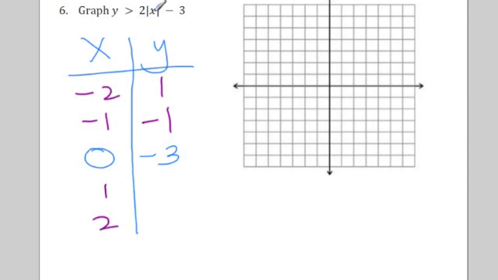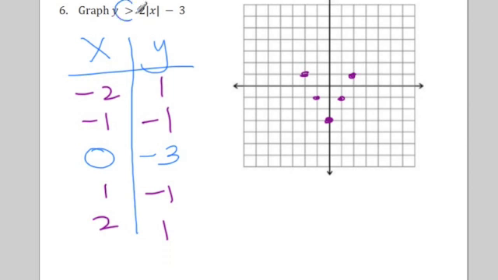Plug in 1. Absolute value of 1 is 1. 2 times 1 is 2. 2 minus 3, negative 1. And once again, my guess is it's going to be 1, but let's try it. 2, absolute value of 2 is 2. 2 times 2 is 4. 4 minus 3 is 1. So let's plot those. So we have negative 2, 1, negative 1, negative 1, 0, negative 3, and 1, negative 1, and 2, 1. So once again, symmetric.